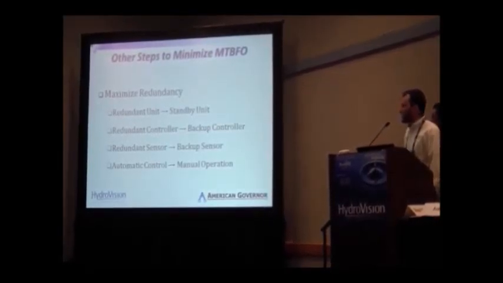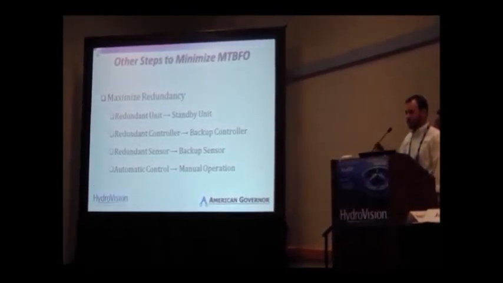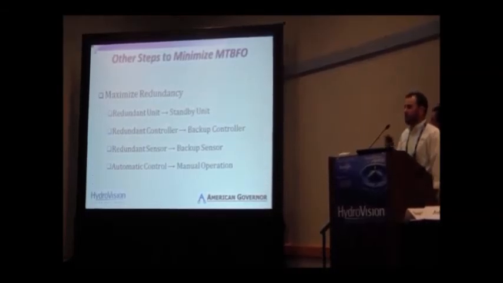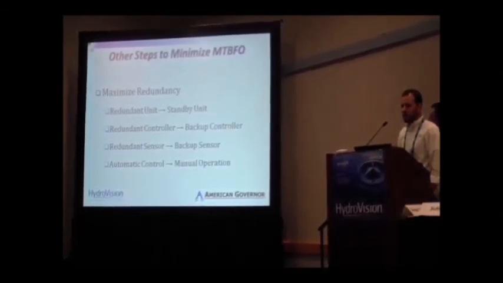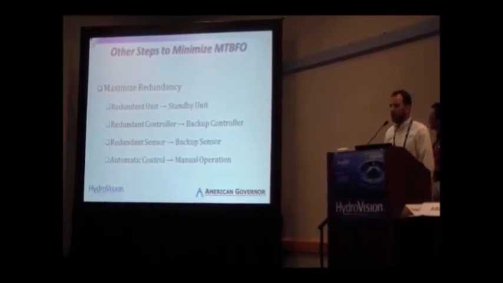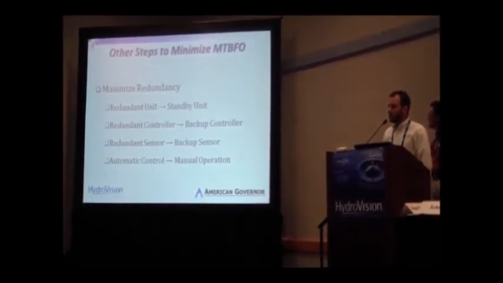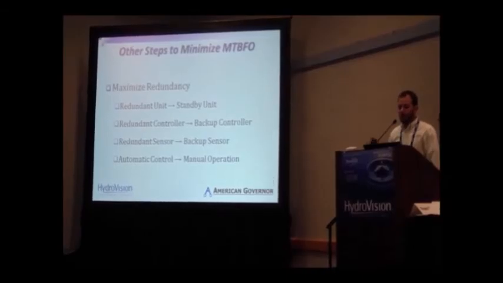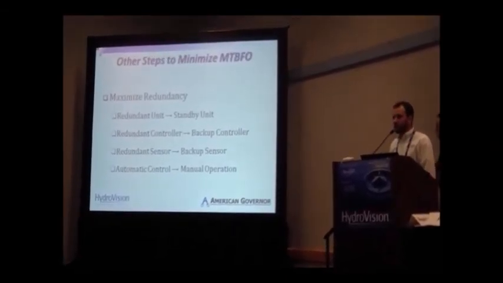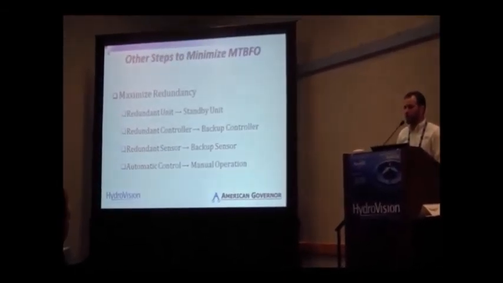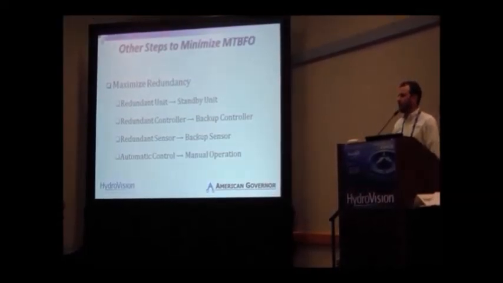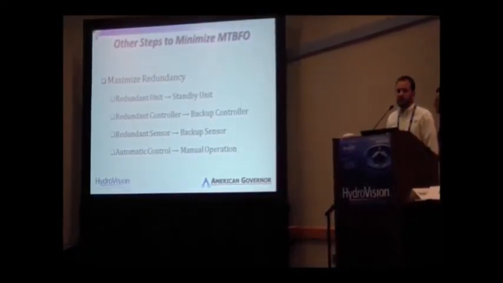Finally, the steps to minimize mean time between forced outages, and this really comes from your redundancy. You have various levels of redundancy that you may not even know about. With redundant units, if unit 1 goes down, you can put unit 2 online if your generation planning allows for it. All the way through control algorithms, where maybe you can swap from automatic control into manual control and keep that unit online without replacing any additional components.